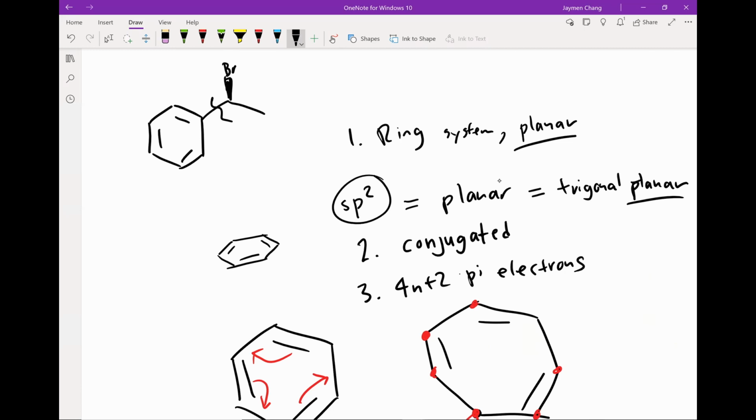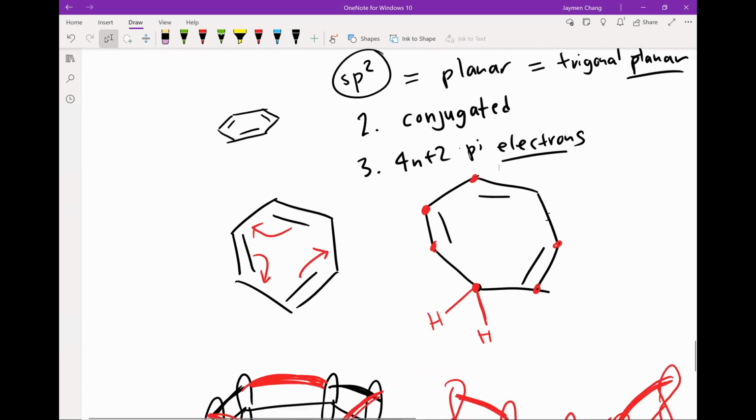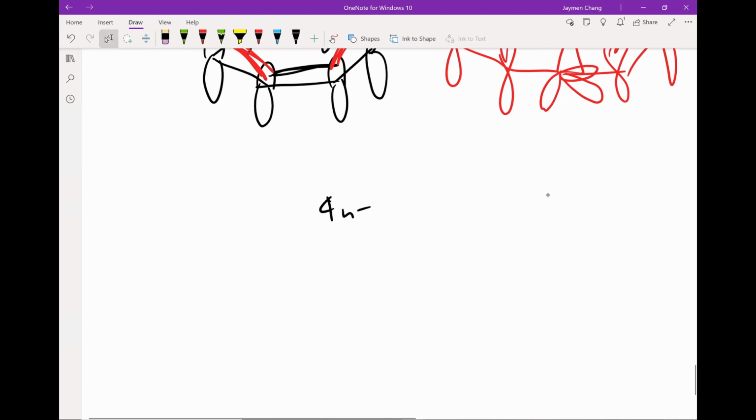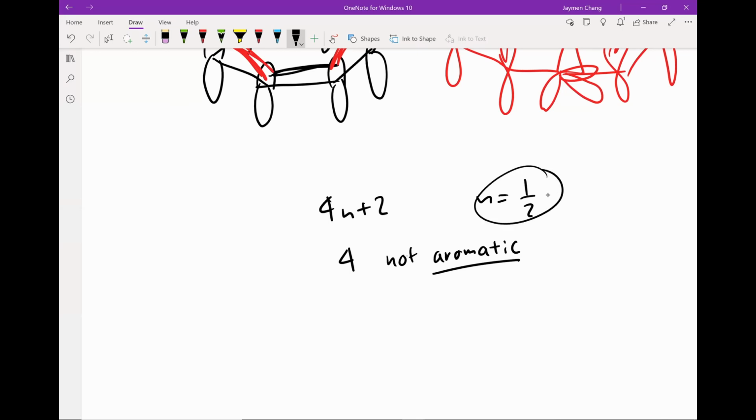Now, n has to be an integer. So if n is equal to 1/2, for example, you have 4n plus 2, and we say, okay, let's say n is equal to 1/2. Then we have 2 plus 2 is equal to 4. This is not aromatic. In fact, it's actually called anti-aromatic, but that's another topic. For it to be aromatic, n has to equal an integer. So this is not allowed for aromaticity. Okay.